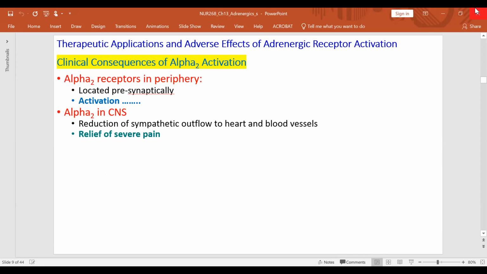Therapeutic applications and clinical consequences of alpha-2 activation. We already went over the therapeutic applications of alpha-1 activation, and now the clinical consequences of alpha-2 activation. The alpha-2 receptors in the periphery are located presynaptically, so their activation will inhibit the norepinephrine release. The alpha-2 receptors in the central nervous system, the CNS, reduce the sympathetic outflow to the heart and blood vessels and provide relief of severe pain. So alpha-2 receptor activation results in inhibition of the norepinephrine release.